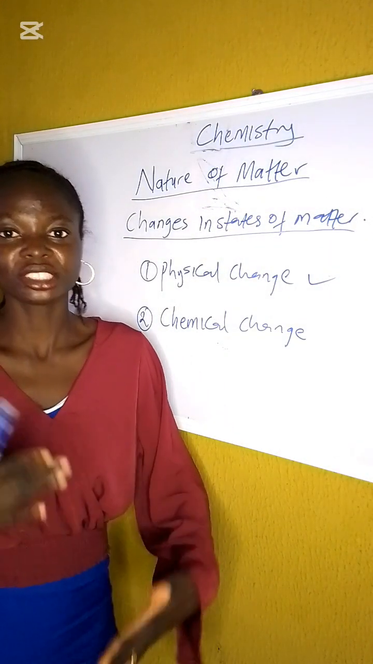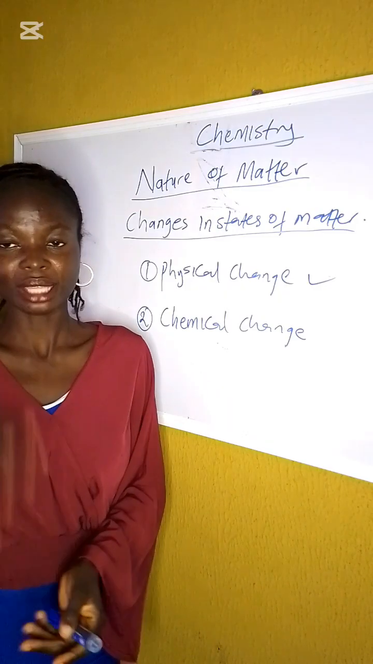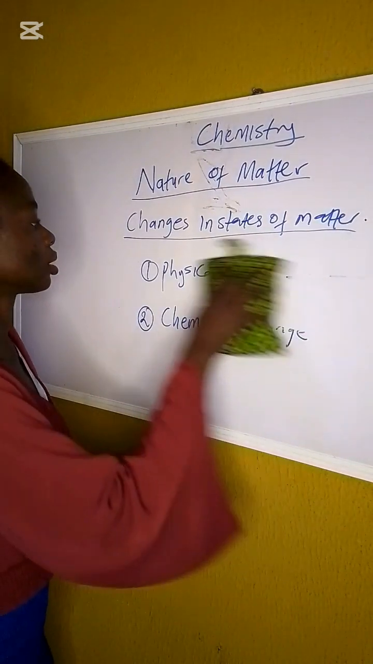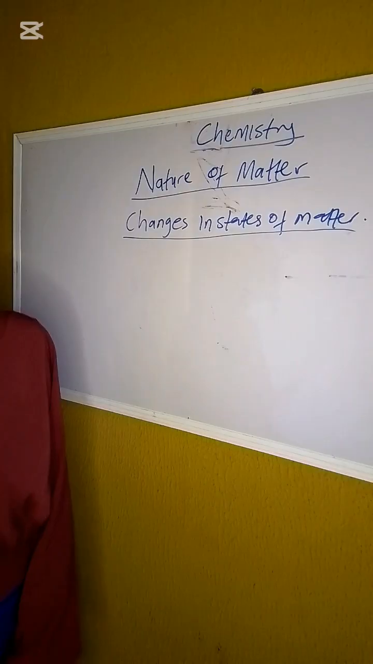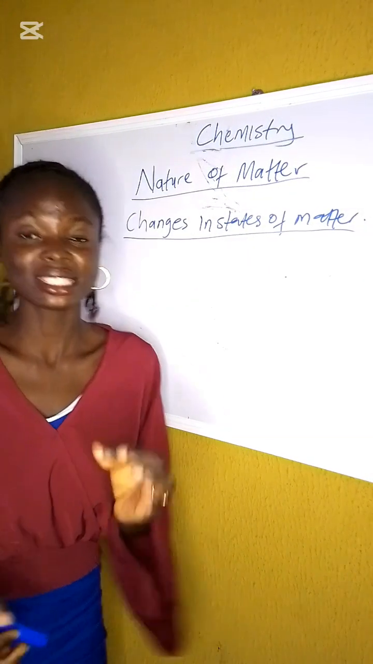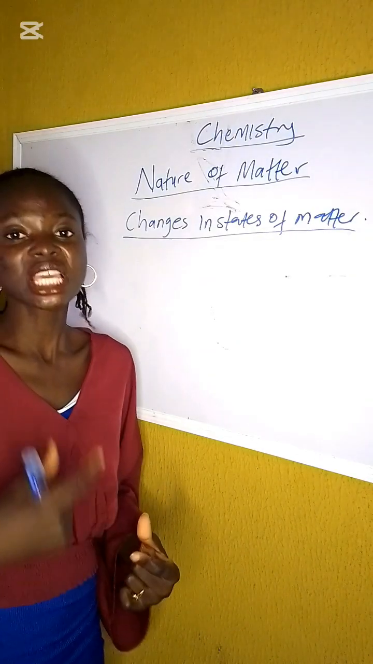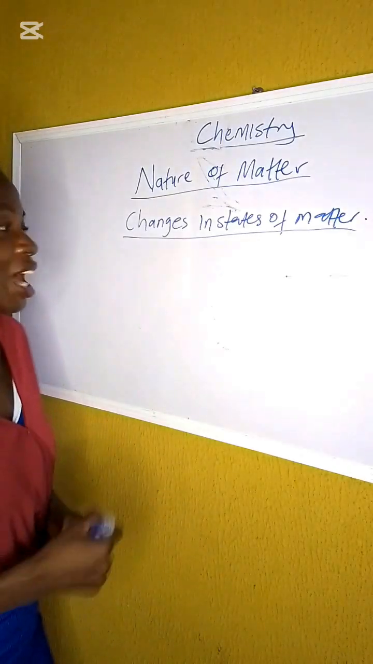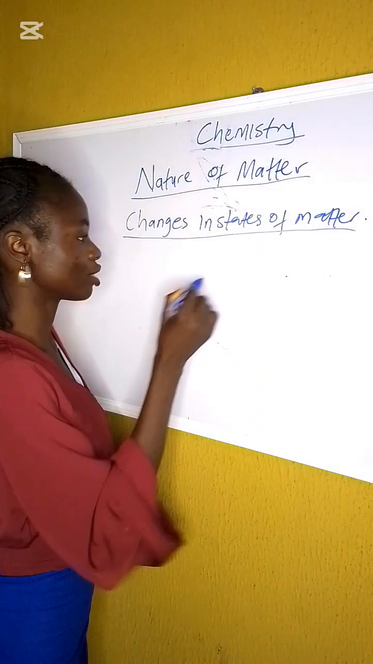What you need to know about changes that occur between the three states of matter. The last thing that we are going to talk about under changes in state of matter is the key words, the terminologies, the scientific word that is given to each change in state of matter, and we are going to explain that using a triangle. Watch as I do.